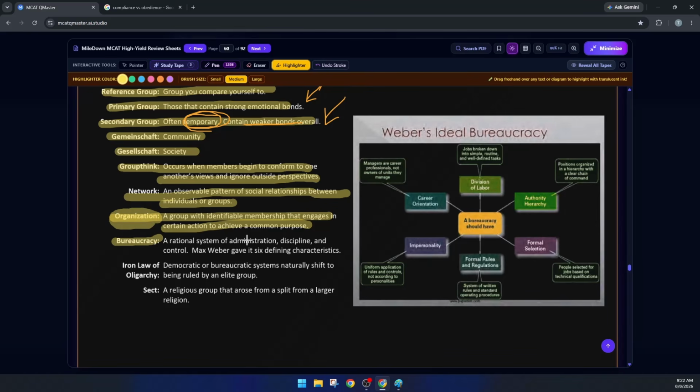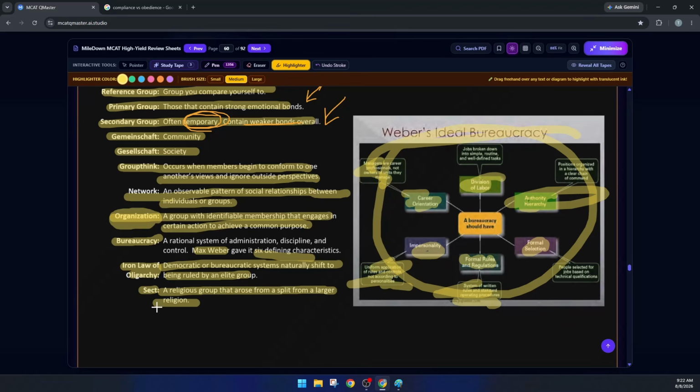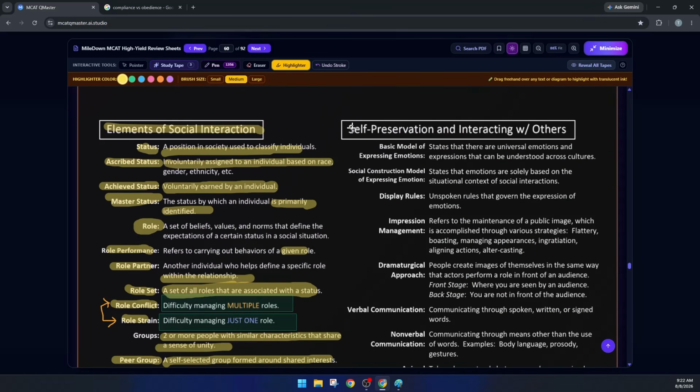Bureaucracy is a rational system of administration, discipline, and control. Max Weber gave it six defining characteristics, and you need to know these: division of labor, authority hierarchy, formal selection and personality, formal rules and regulations, and career orientation. Then you want to go through the definitions of those too. Iron law of oligarchy: a democracy or bureaucracy naturally shifts to being ruled by an elite group. Sect is a religious group that arose from a split from a larger religion. So you want to memorize those.